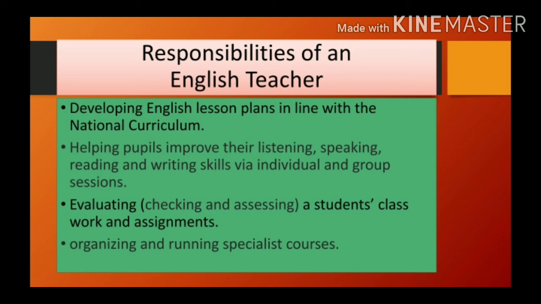Ninth, evaluating a student's classwork and assignments. The teacher is expected to assess the student's learning always. Proper assessment makes a proper feedback also. By the proper feedback of the teacher, students will understand what their strengths are and where they need to do better. So, this ninth responsibility is one of the important responsibilities of the teacher.